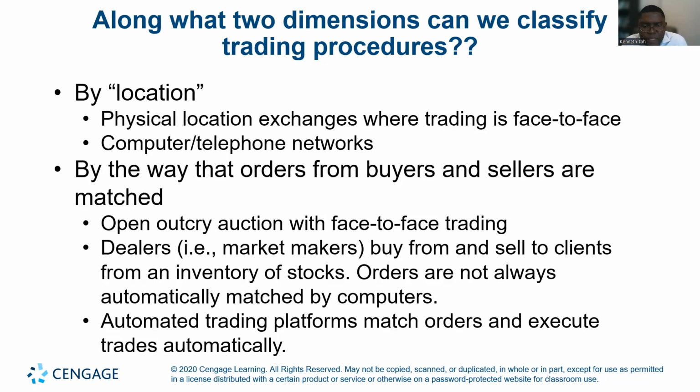We can also have orders being matched with the use of dealers. These are market makers that buy from and sell to clients. And then we can also have automated trading platforms that match orders and execute trades automatically. So orders from buyers and sellers can be matched through an open outcry with face-to-face trading, through the use of dealers, or with an automated trading platform.